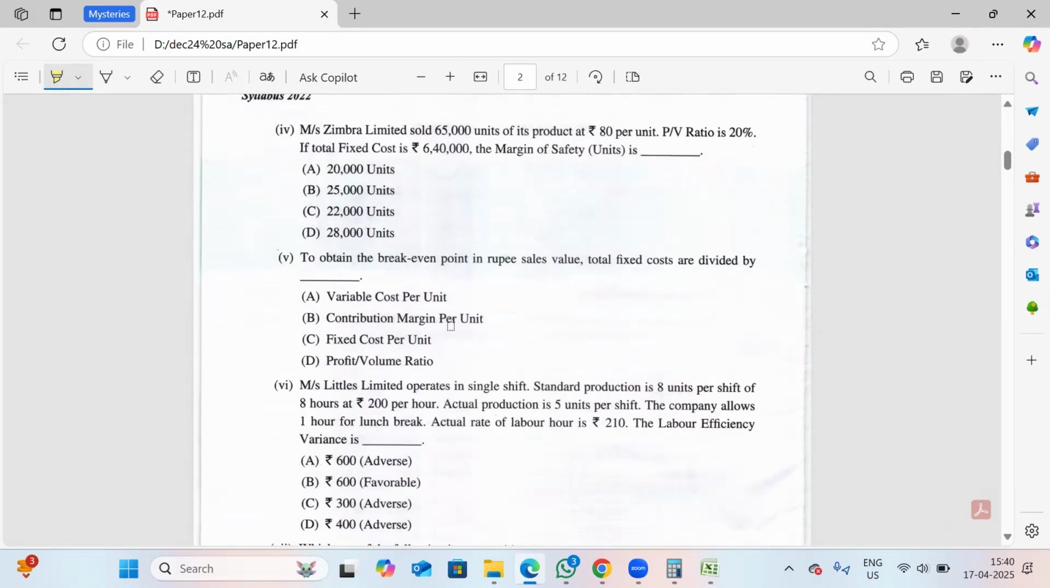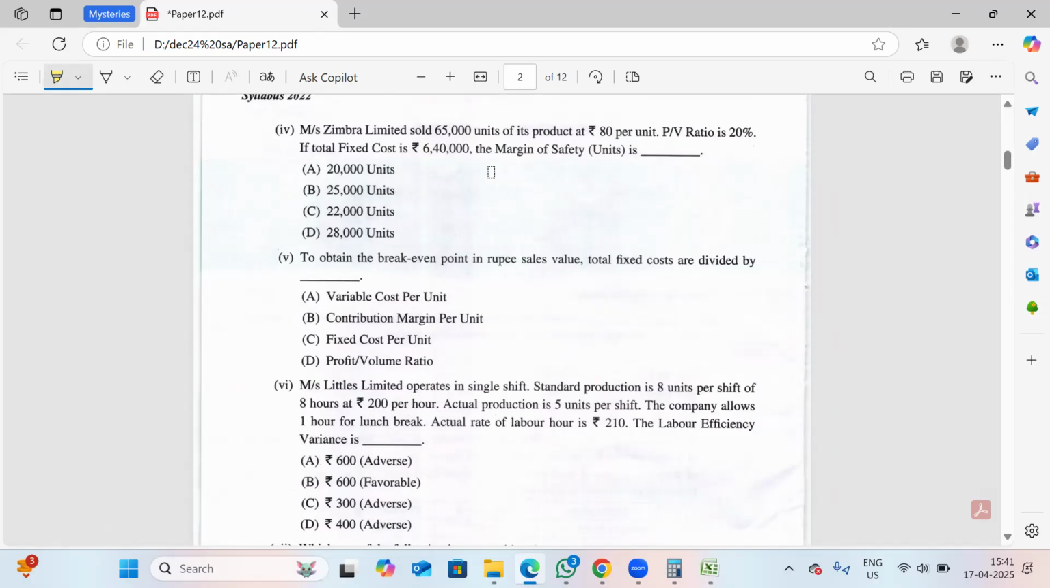Zimbra Limited sold 65,000 units of its product at 80 rupees per unit. PV ratio is 20%. If total fixed cost is 6,40,000, what is the margin of safety? We have a formula for margin of safety. We can calculate it using the break even point, so we require the break even point. Break even point is fixed cost divided by PV ratio.